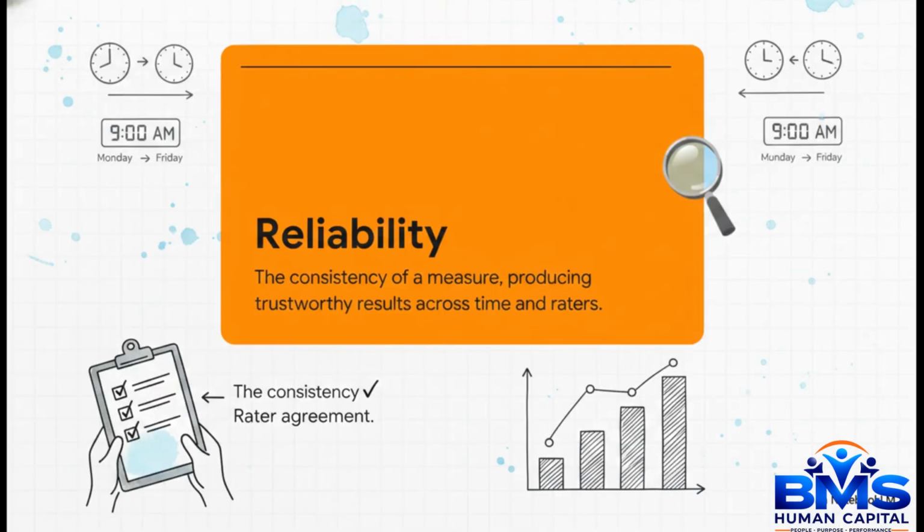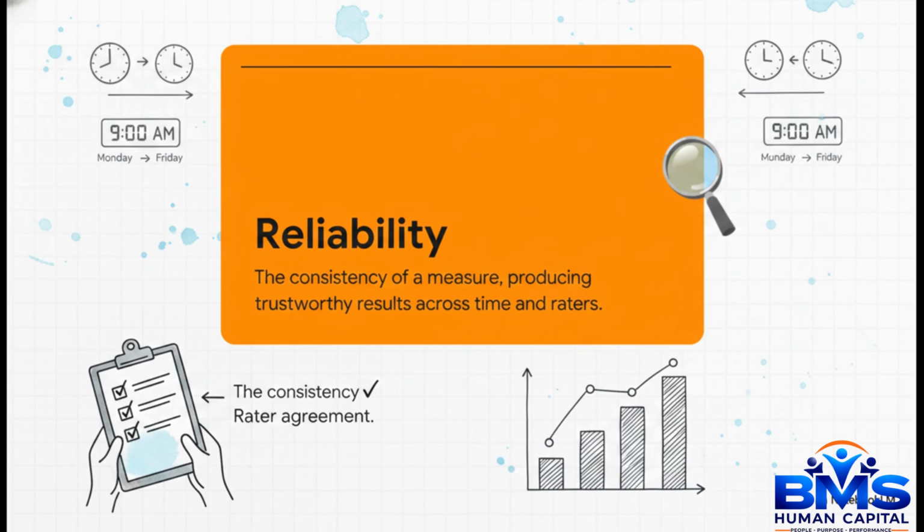Now, when we're measuring these outcomes, our tools absolutely must be reliable. Reliability simply means the consistency of a measure. Just think of a simple skills test. If you give an employee the exact same test on Monday and then again on Friday, and their knowledge hasn't changed, their scores should be the exact same, right?